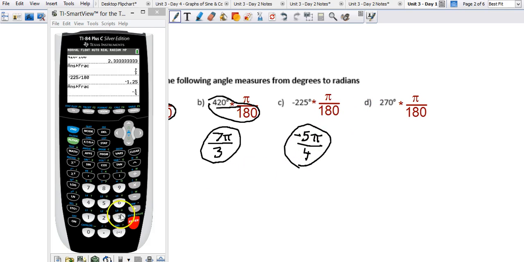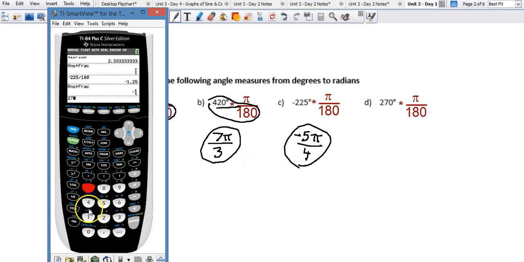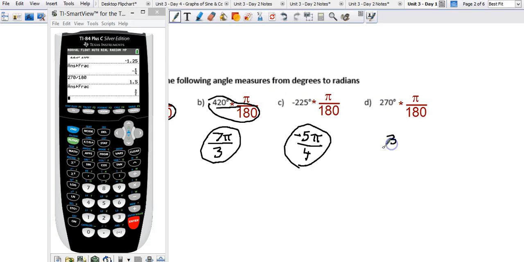And let's check the last one, 270 divided by 180 is 1.5. 1.5 converts to 3 over 2. So we'll do 3 over 2, and don't forget to put the pi on top. And there you have it. That's how you convert from degrees to radians: multiply by pi over 180.